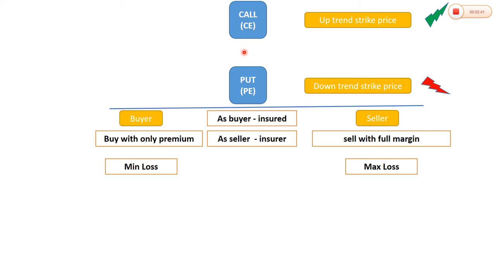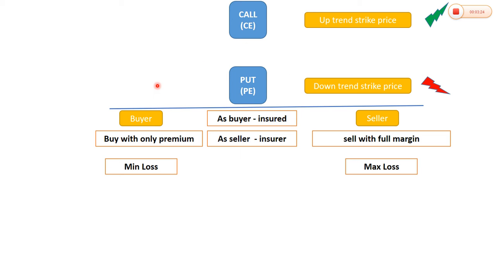If it expires according to your predictions, there will be a huge profit if you bought that option, else you will lose the whole premium amount that you have paid. When it comes to call or put, both of them are separate entities that you can buy or sell. A call depends completely on an uptrend strike price, and a put depends completely on a downtrend strike price. I will explain in detail how this strike price reacts in the next slide.